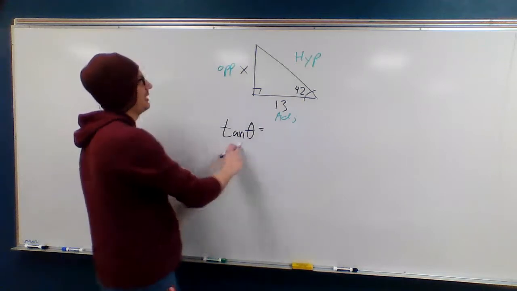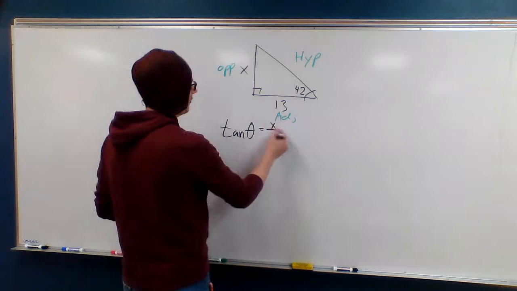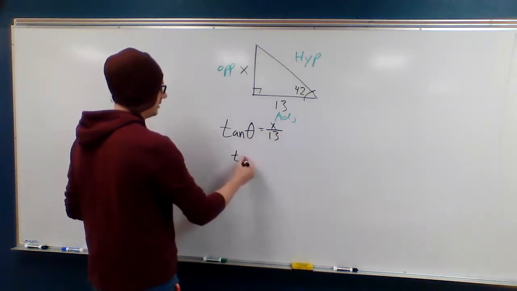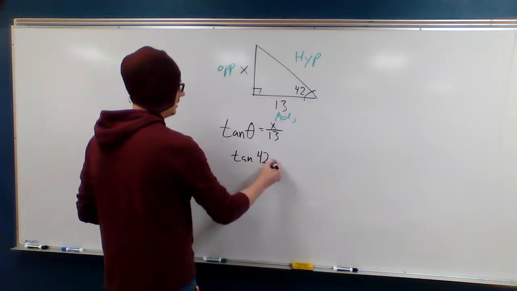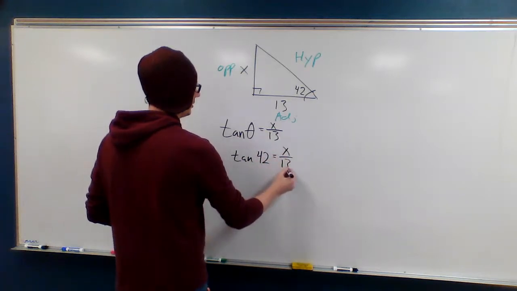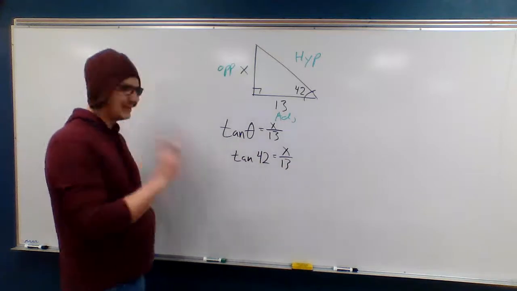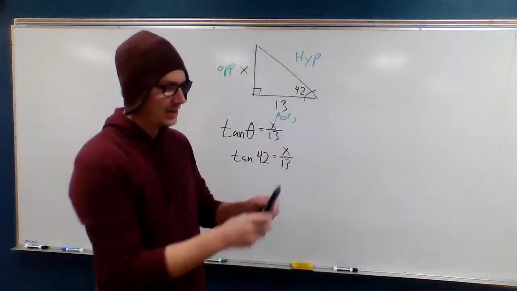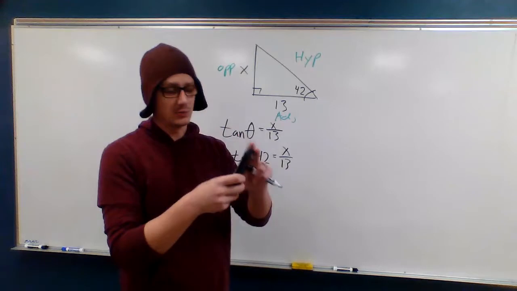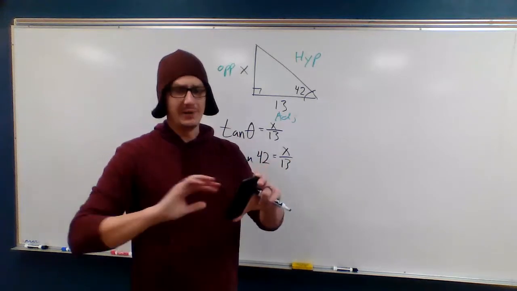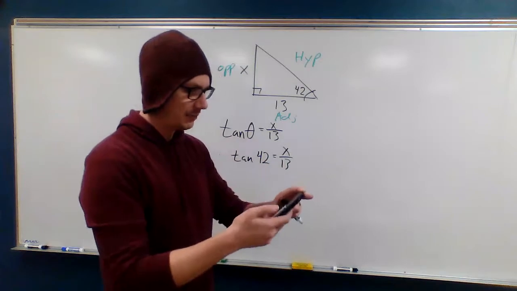So tangent of theta equals my opposite, which is x, over my adjacent, which is 13. I should have plugged in theta here. Tan of 42 equals x over 13, because tangent is opposite over adjacent. Tangent of 42. Make sure that your calculators are in degrees. We've talked about this before. You shouldn't see a DEG or a D. There shouldn't be an R anywhere, otherwise you're in the wrong mode.